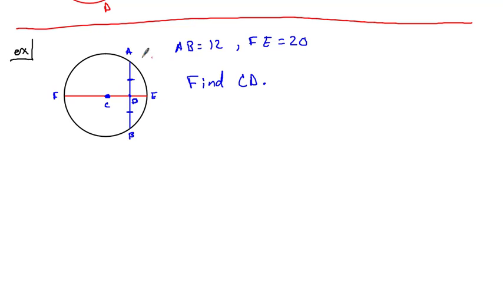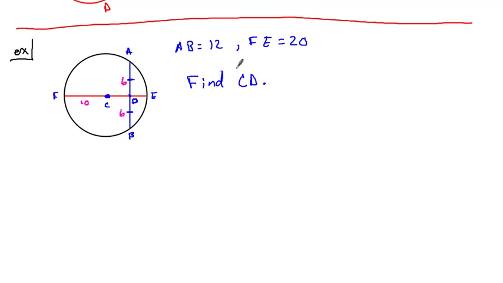So AB is equal to 12. So I could put a 12 on here, but what would probably be smarter is, since I see that these are marked the same, is to say that this is 6 and this is 6, right? Because that's how the 12 would really be used. And then FE is 20. So from F to E is 20. But that also means that from F to C is 10, right?